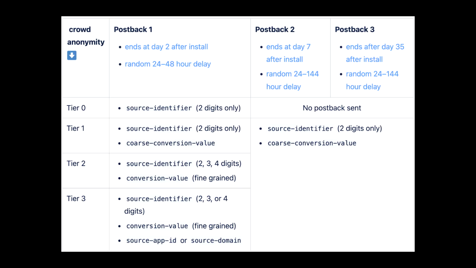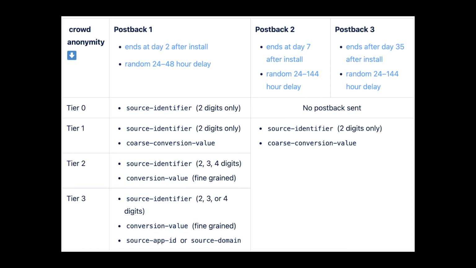This is another big addition to SKAN 4.0. We can now receive 3 postbacks instead of 1, and these 3 postbacks are meant to measure different periods of time post-install. If you look at that SKAN 4.0 image again, you can see that postback 2 ends at day 7 after install, and postback 3 ends at day 35 after install. We can lock these 2 postbacks, and as soon as they're locked, or that time window ends, Apple would send the postback with a 1 to 6 days of random delay. Whereas postback 1 ends at day 2 after install, and we can receive postback 1 with a random delay of 1 to 2 days. So what are the advantages of postbacks 2 and 3?